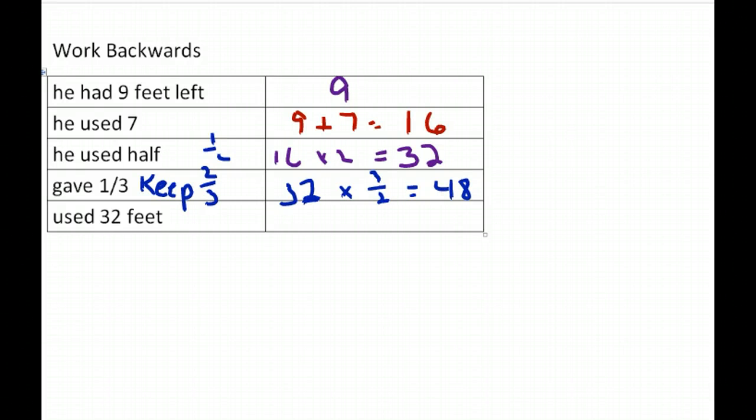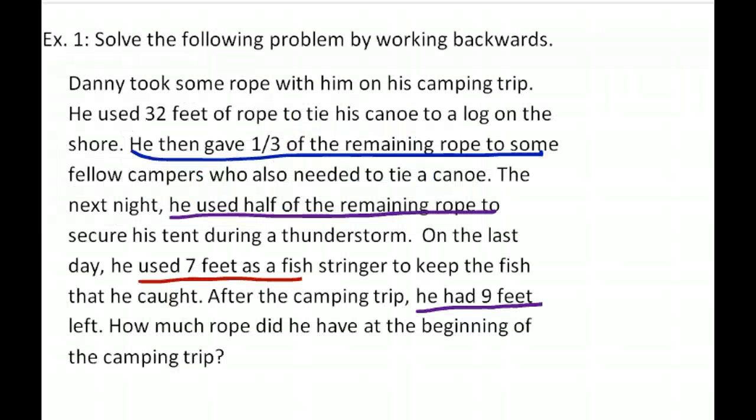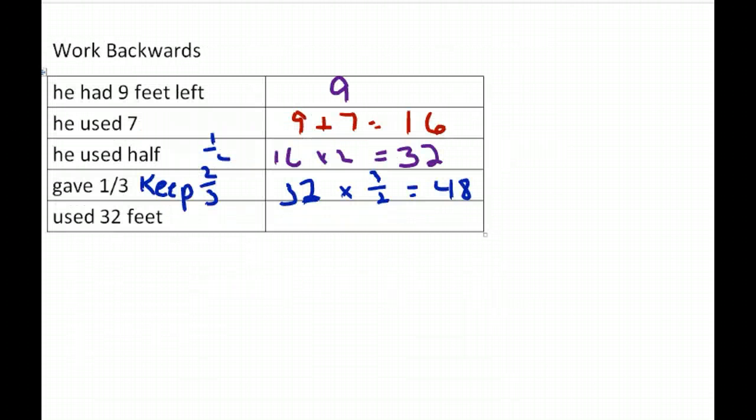Questions? Okay, so he kept 2/3 of it, so we took the rope we had and multiplied it times 3/2. And finally then, at the beginning, he used 32 feet to tie his canoe. So he has 48. He used 32 to tie his canoe, and we get 80.